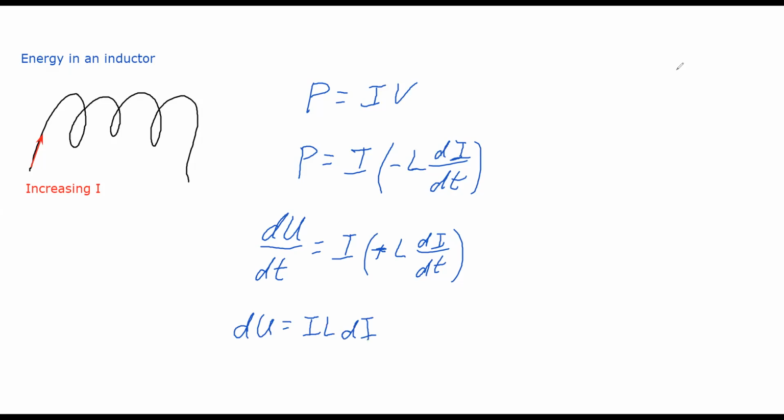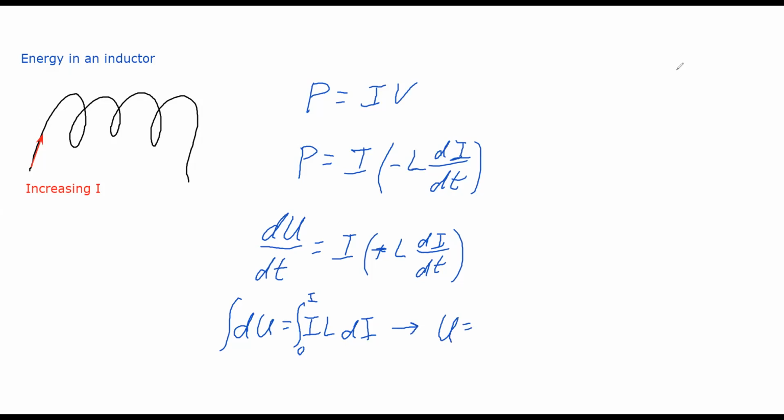The dt's cancel out, right? The dt's go away. So this is what I'm left with, and we're going to integrate. We're going to integrate from 0 to some value of I. If it starts from 0 current and goes up to some value for current, 2 amps, 5 amps, whatever it is, what is the total energy that this inductor stores?